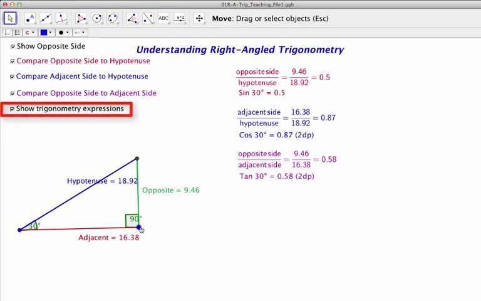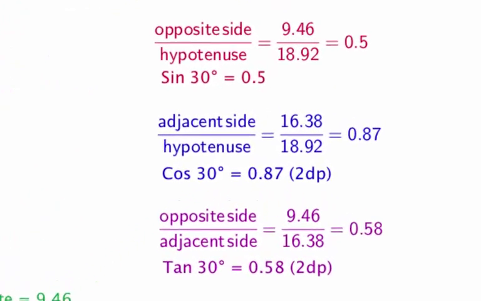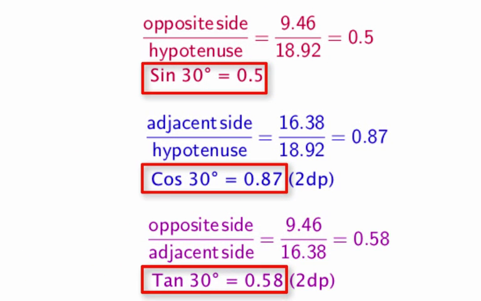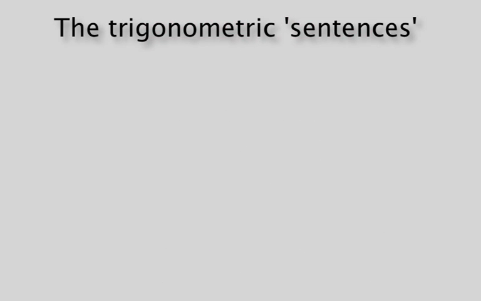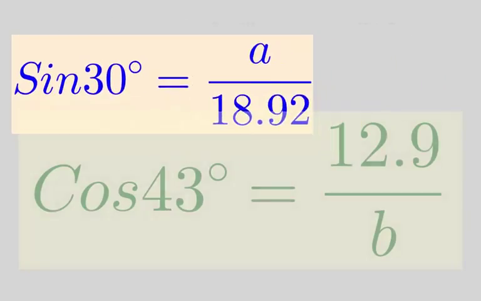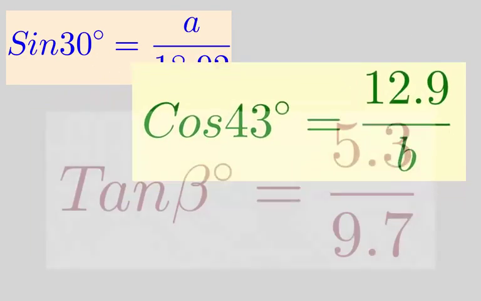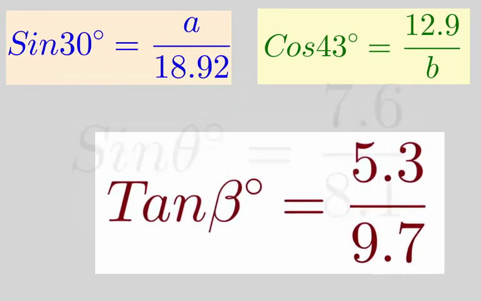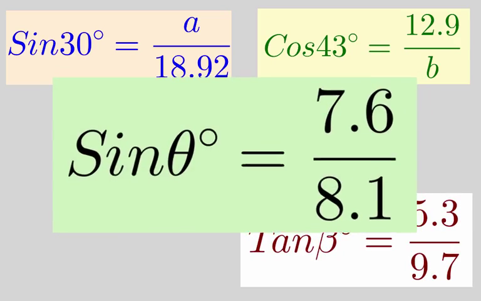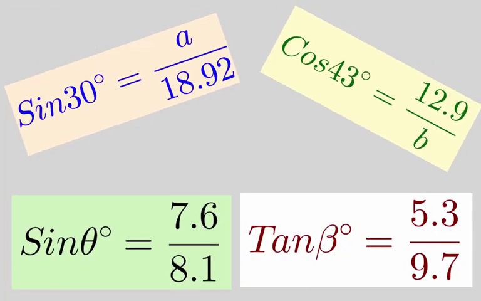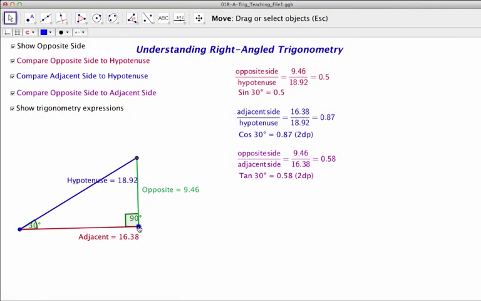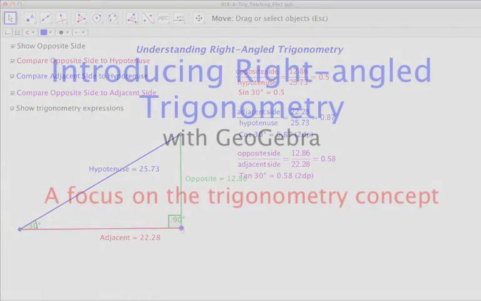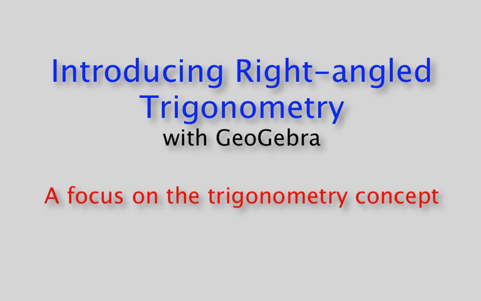The final checkbox, Show Trigonometry Expressions, allows us to introduce the terms sine, cosine and tangent. And this of course leads us to show students how to formulate the initial trigonometric sentences, which, as we all know, are essential for calculating the length of lines and later the size of angles in a right-angled triangle using trigonometry. So, there's one example of introducing trigonometry to your students using a conceptual approach.